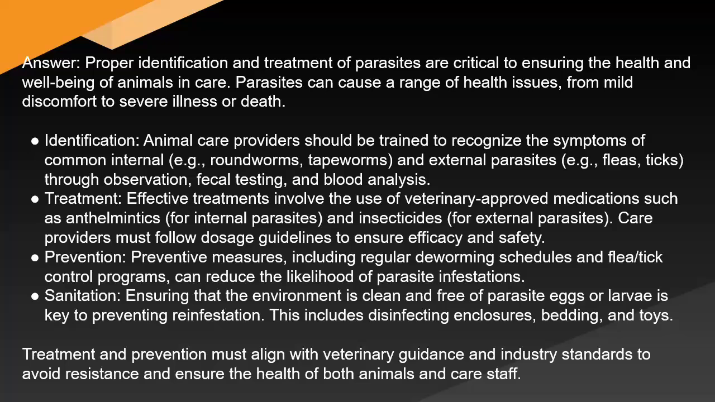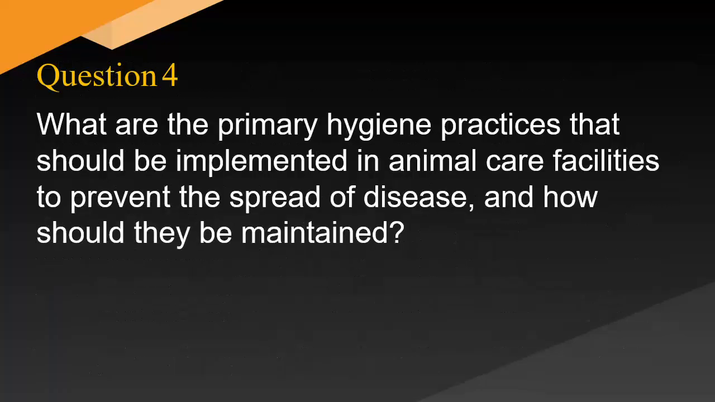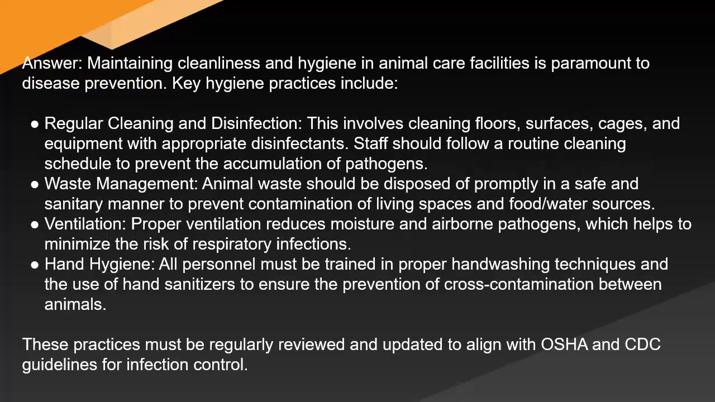What are the primary hygiene practices that should be implemented in animal care facilities to prevent the spread of disease, and how should they be maintained? Answer: Maintaining cleanliness and hygiene in animal care facilities is paramount to disease prevention. Key hygiene practices include regular cleaning and disinfection. This involves cleaning floors, surfaces, cages, and equipment with appropriate disinfectants. Staff should follow a routine cleaning schedule to prevent the accumulation of pathogens.